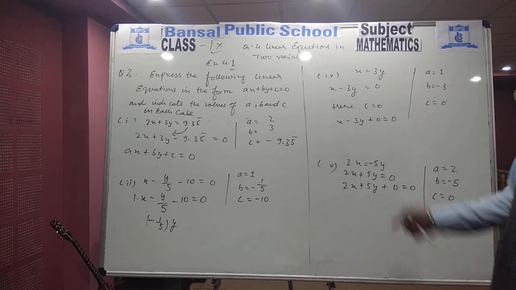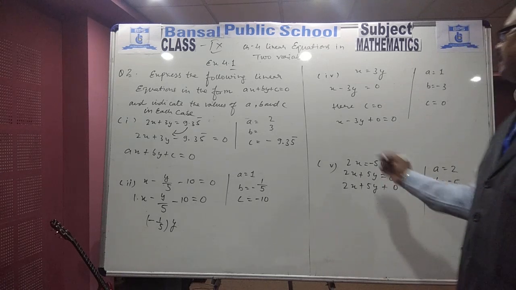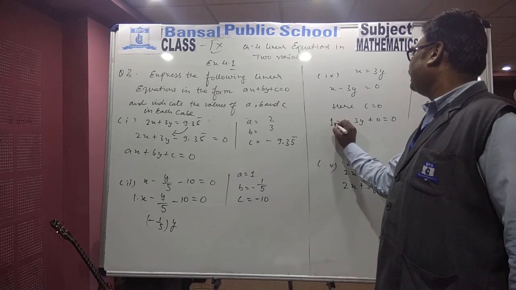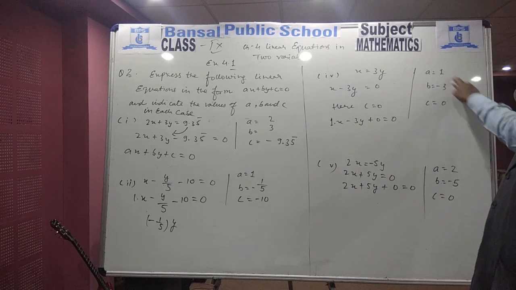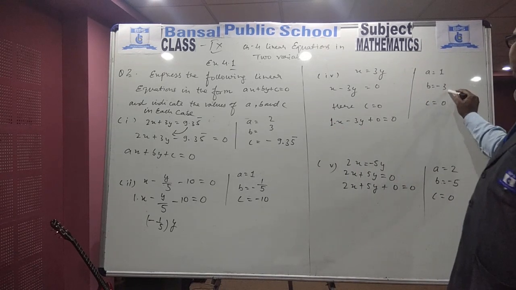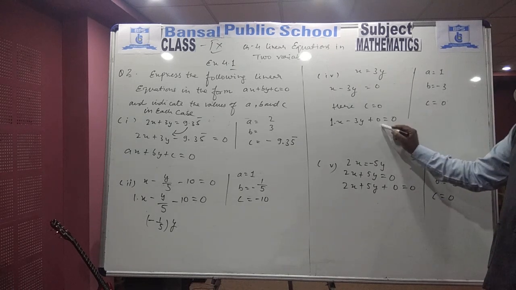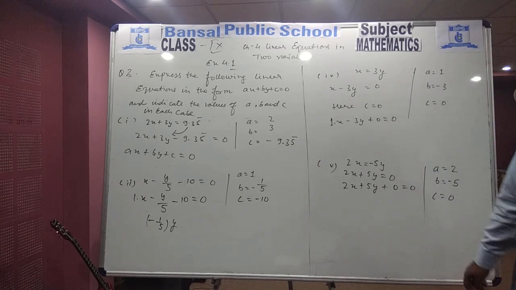Now we can compare. So what is x? Because there is no digit, I will put a 1 here, multiple of 1. So a becomes 1, b here becomes minus 3, and c is not here. I have put c as 0, so the value of c will be 0.